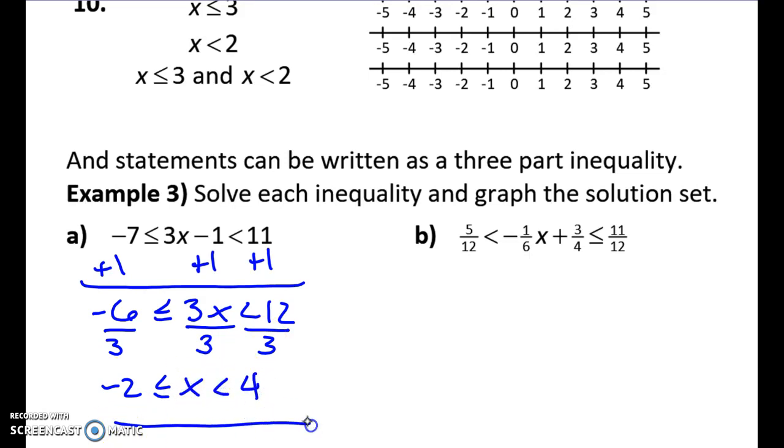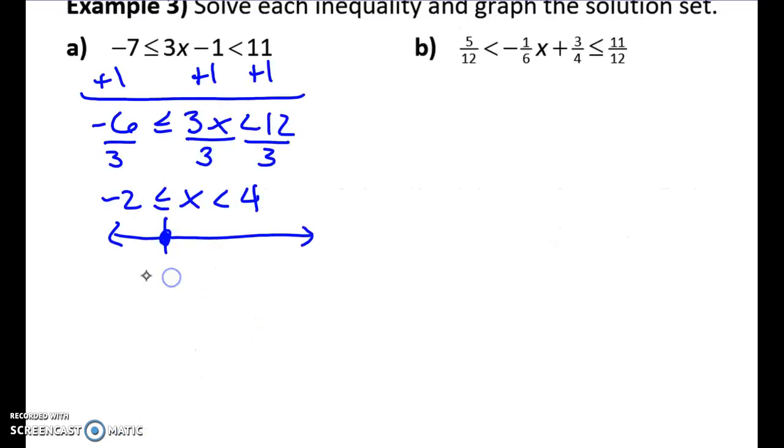And I'm going to graph that to show my answer. So I've got a closed circle at -2. That's a -2, by the way. I don't think y'all can see that. Should be a -2. And then an open circle at 4. And everything in between is shaded.